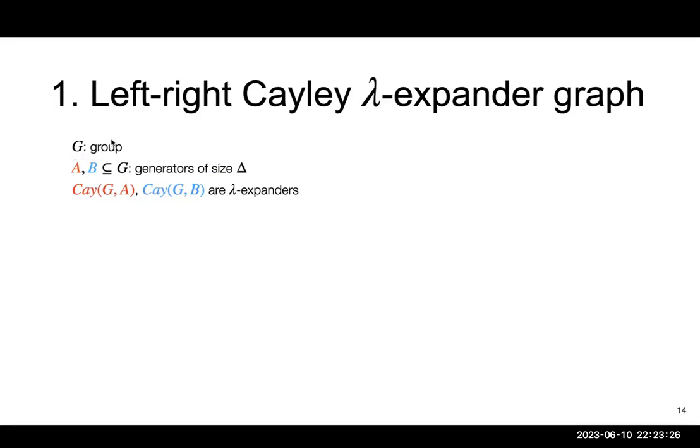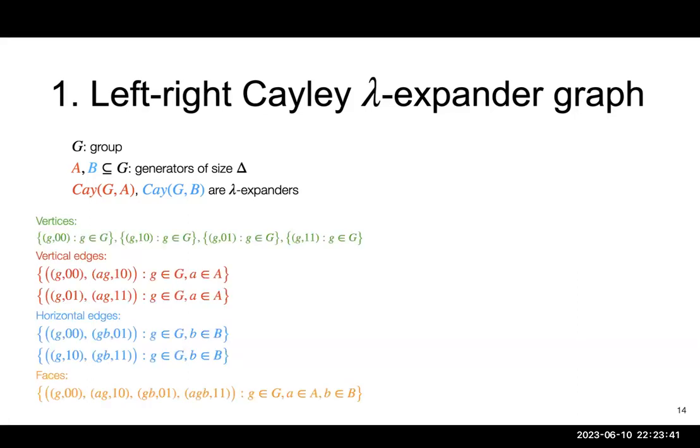To construct the Cayley graph, we need to have a group and two sets of generators. We also require these Cayley graphs GA and GB to be expanders, so lambda expanders. From these, we can construct several objects. This includes vertices, edges, and faces. Start with the vertices. Particularly, we have four groups of vertices. Each group is a copy of the group. So essentially we have four groups, and they're labeled by 0,0, 0,1, 1,0, and 1,1 to indicate their position.